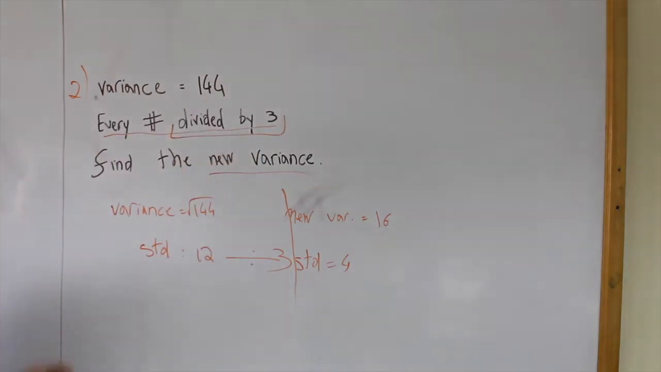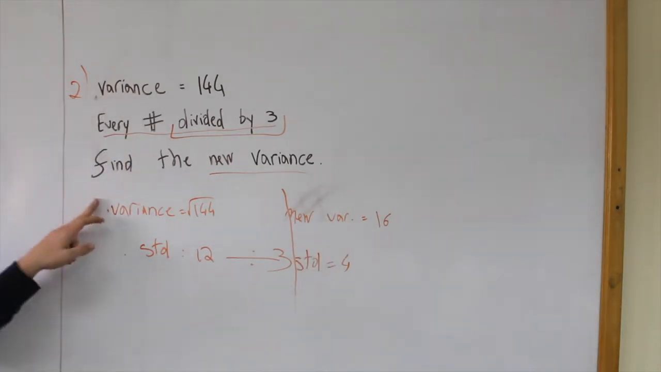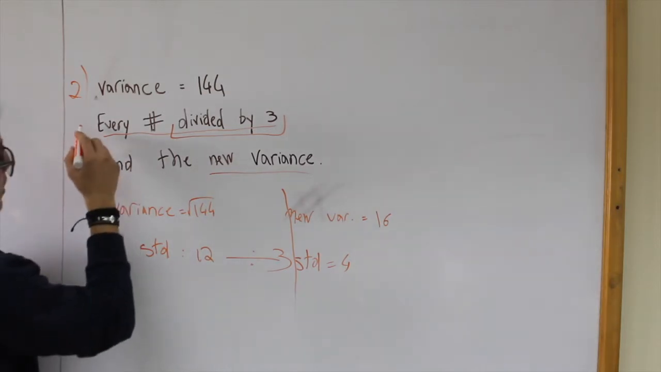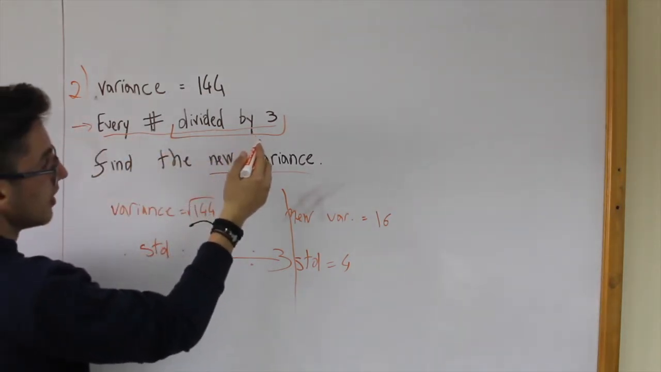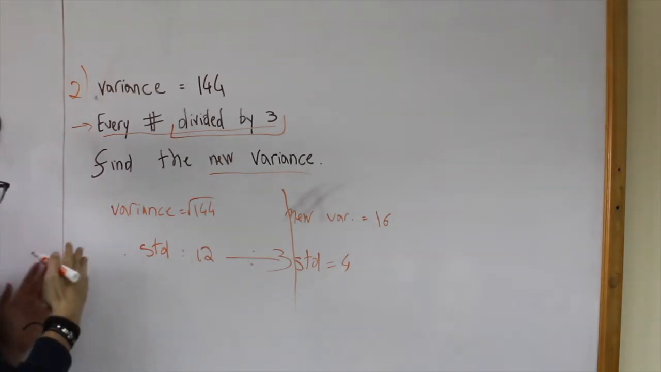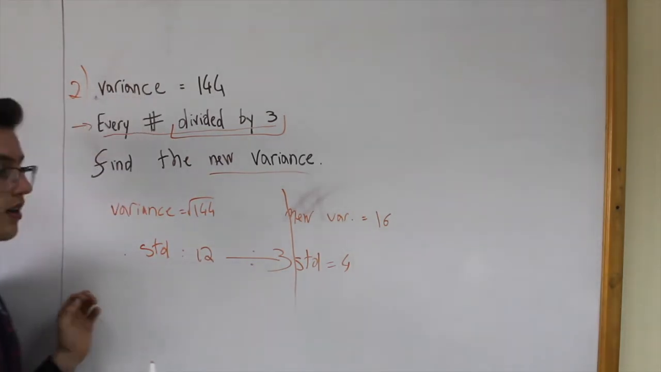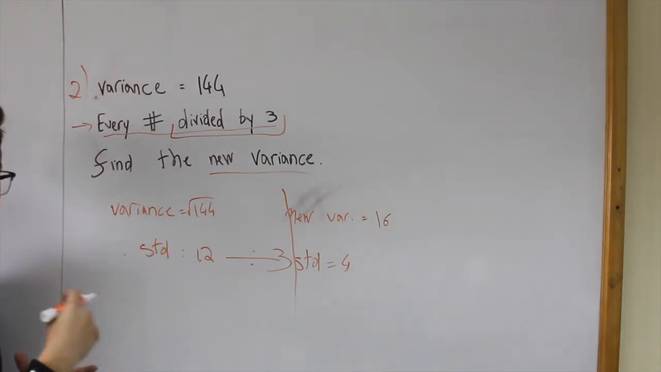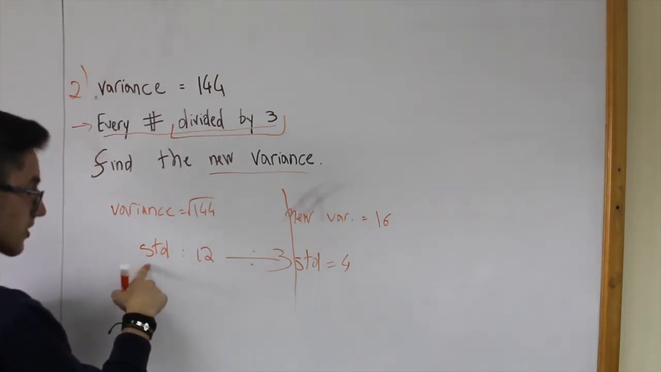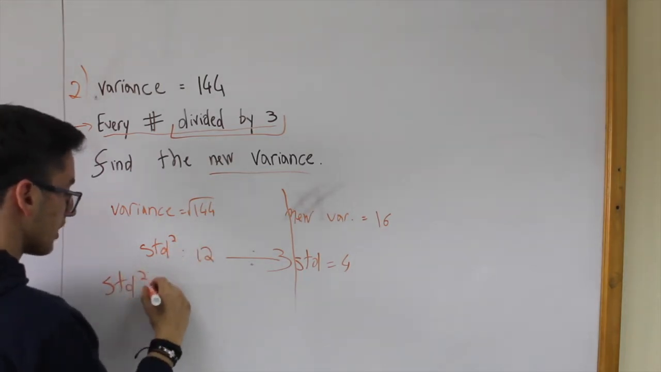Now another way to do this, instead of going from variance to standard deviation all the way back to variance, which is a long process, you can just go from variance to variance automatically. When they say here that every number is divided by 3, it's basically saying that the standard deviation of the new data set and the original one has a factor of 3. But that same thing cannot be applied to the variance.